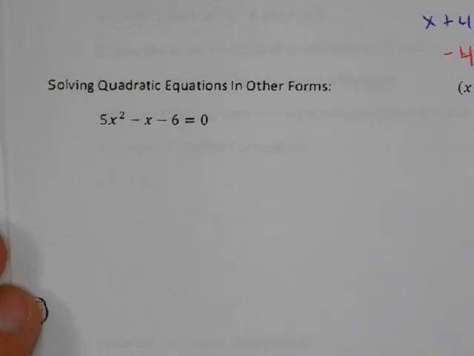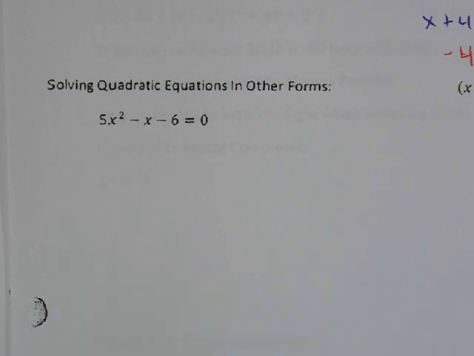All right, now next, solving quadratic equations in other forms. So here we got 5x squared minus x minus 6. Okay, so this one's multiplied out. In other words, it's in standard form, not factored form or vertex form like we've been dealing with a lot. Okay, so then how can we solve one like this?